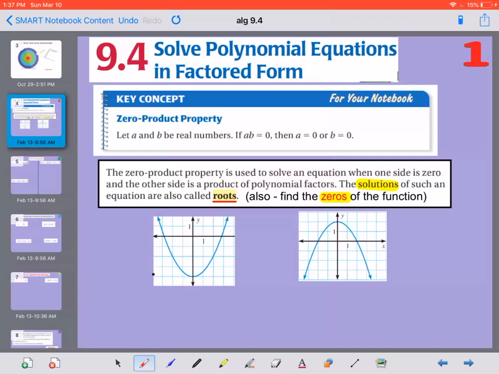Morning everyone, today we're studying 9.4. This is solving polynomial equations in factored form.